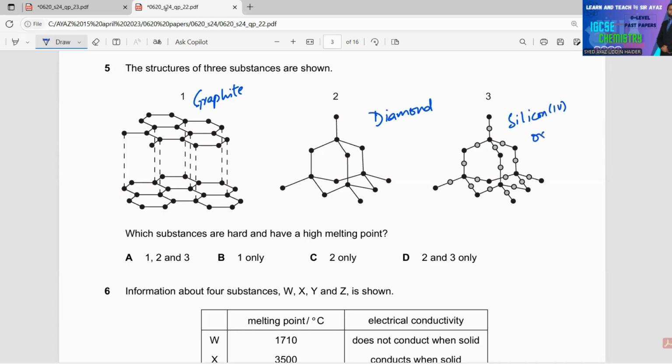Silicon(IV) oxide. Now, they are asking which substances are hard and have a high melting point. One thing is sure: these all have high melting points, but only diamond and silicon(IV) oxide are hard. Graphite is not hard. So D must be the right answer for this MCQ. Other choices are incorrect.